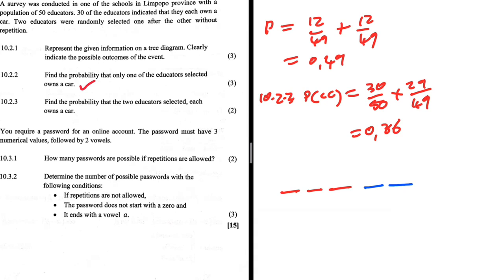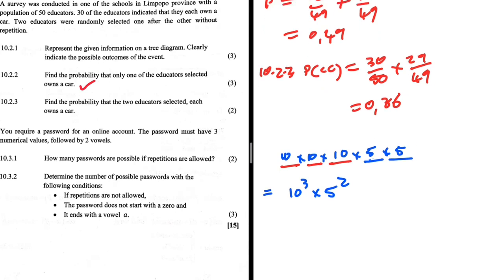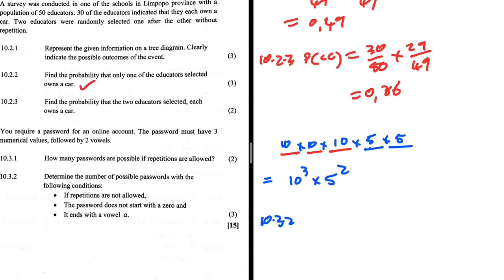How many possible passwords if repetitions are allowed? Okay, so numerical values, we have 0 to 9, which is 10, right? So we can have one of the 10 numbers, one of the 10, one of the 10, then one of the vowels A, E, I, O, U, one of the 5, not 6. So 5 multiplied by 5. So this is just equal to 10 to the 3 multiplied by 5 to the 2. Whatever that equals, you're supposed to put that in your calculator and get some answer. Right. That is 10.3.1. Let's take a look at 10.3.2.